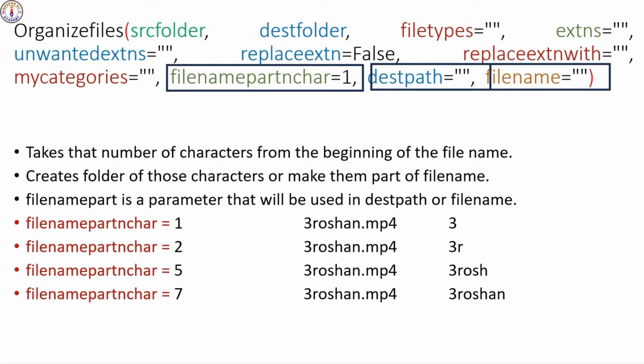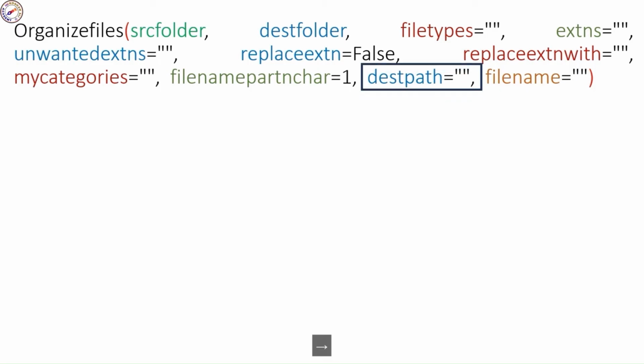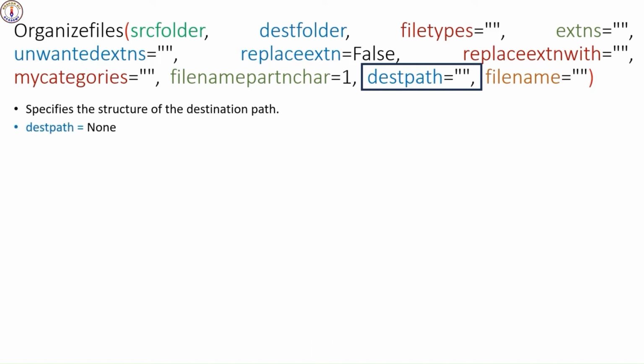Now let's come to the actual part of the function, the dest path. It specifies the structure of your destination path. I mean tree of destination folders. It actually creates subfolders inside dest folder with your desired names. If its value is either none or empty, then all the files will be moved to dest folder and no subfolders will be created. If its value is any random name, then a subfolder with that name will be created in destination folder.